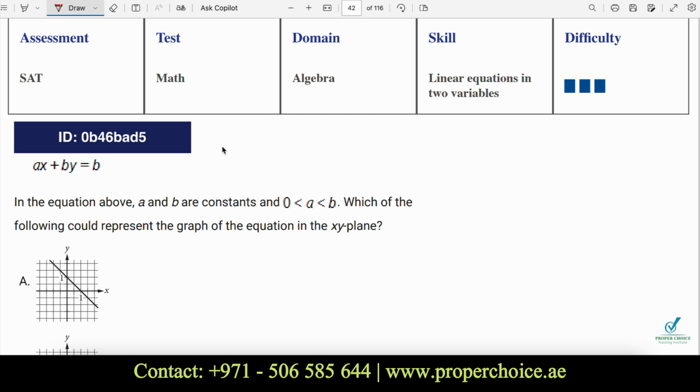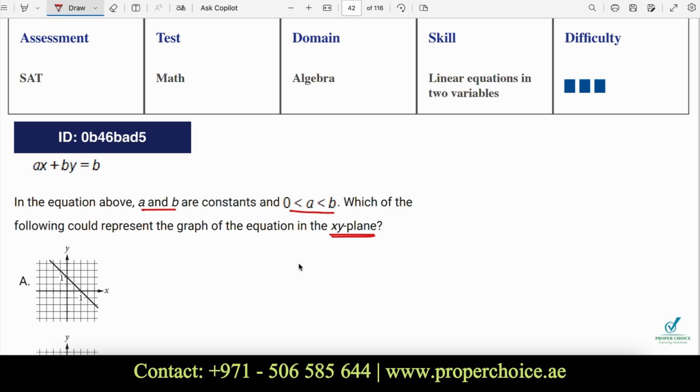ax plus by equals b. In the equation above, a and b are constants and both are positive. So a is greater than 0 and b is greater than a. Which of the following could represent the graph of the equation in the xy-plane? So what I can see, they are asking you to predict a possible graph.